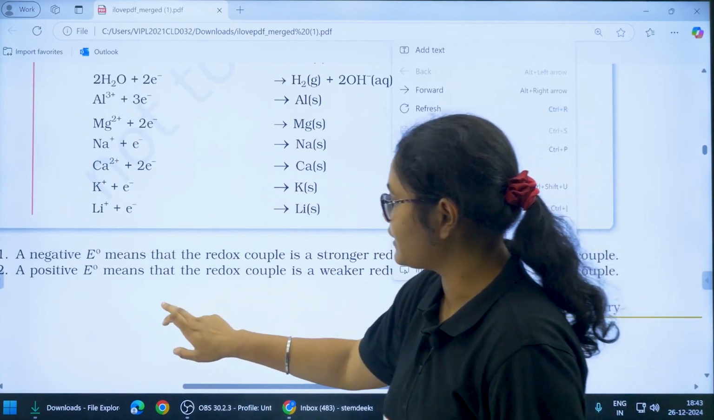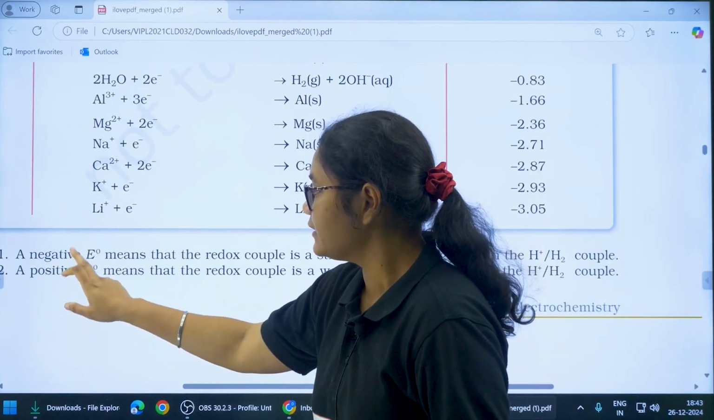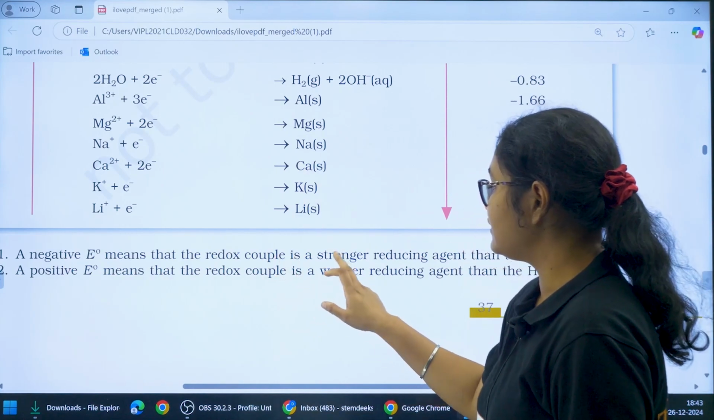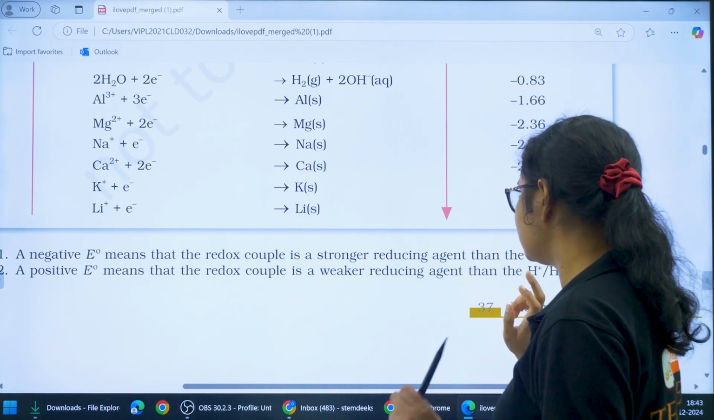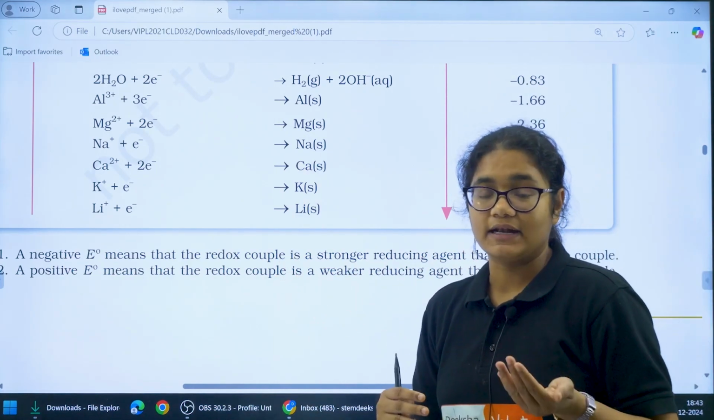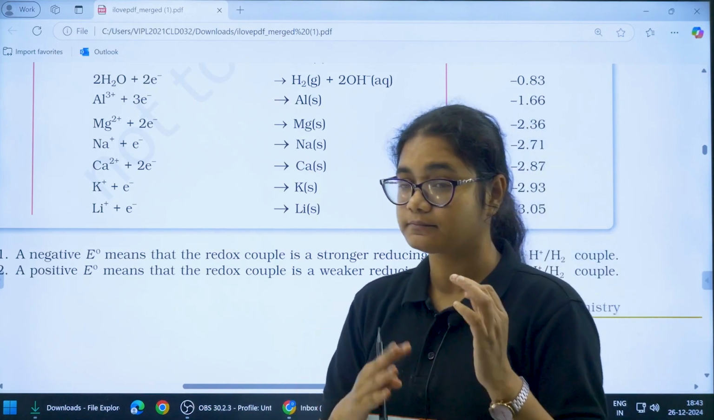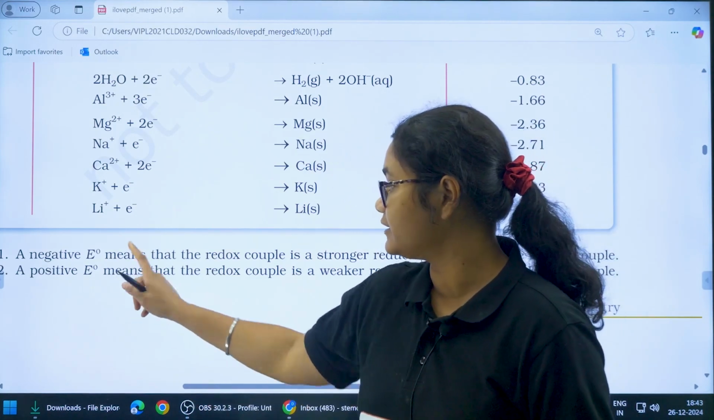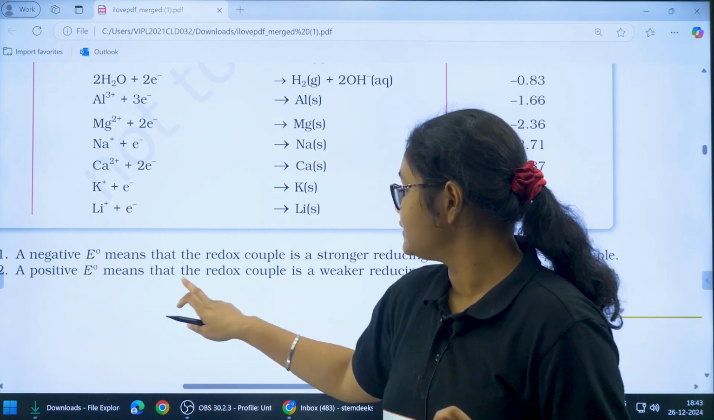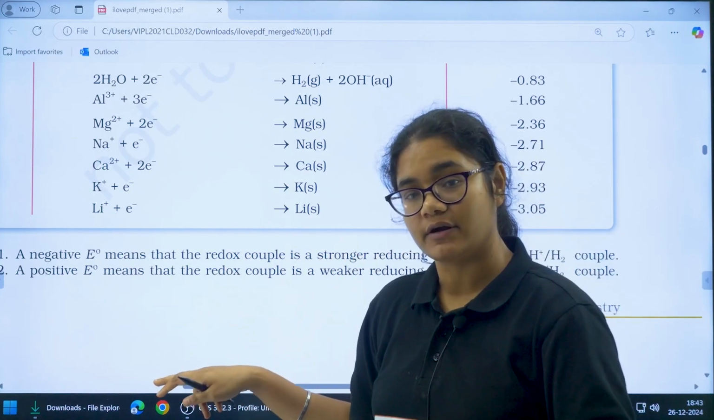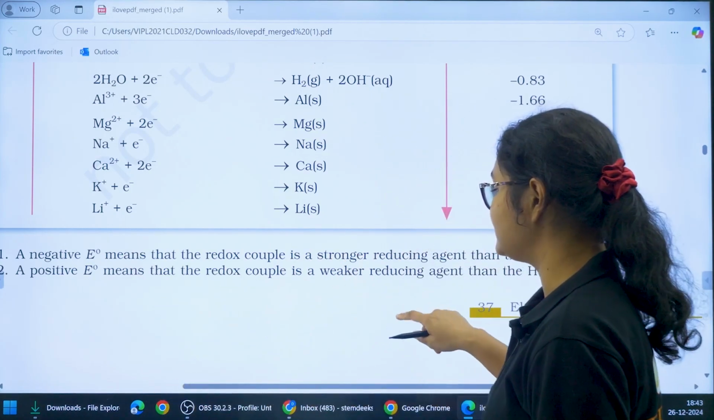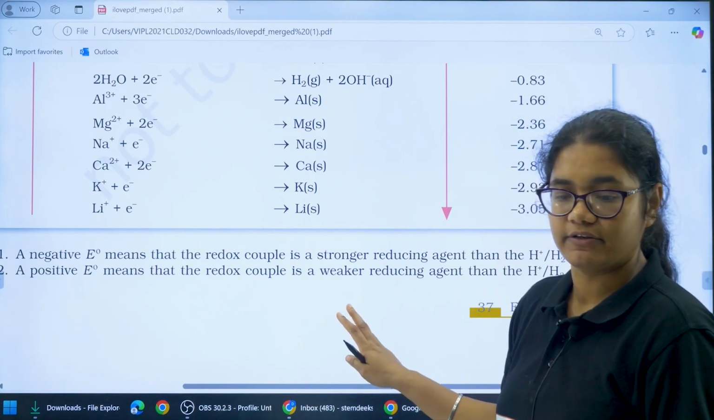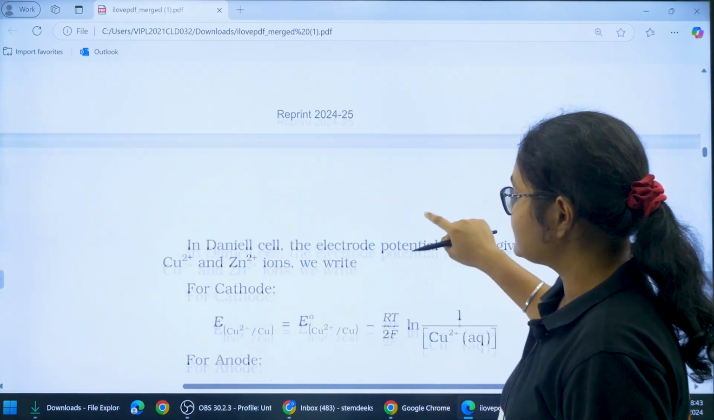Now here there is something very important that you should know. A negative E0 value means that the redox couple is a stronger reducing agent. So if it is a negative value, it is not undergoing reduction, it is undergoing oxidation and will behave as a reducing agent. Now if it is a positive value, it is undergoing reduction and will behave as an oxidizing agent or a weaker reducing agent. Now let us move forward.